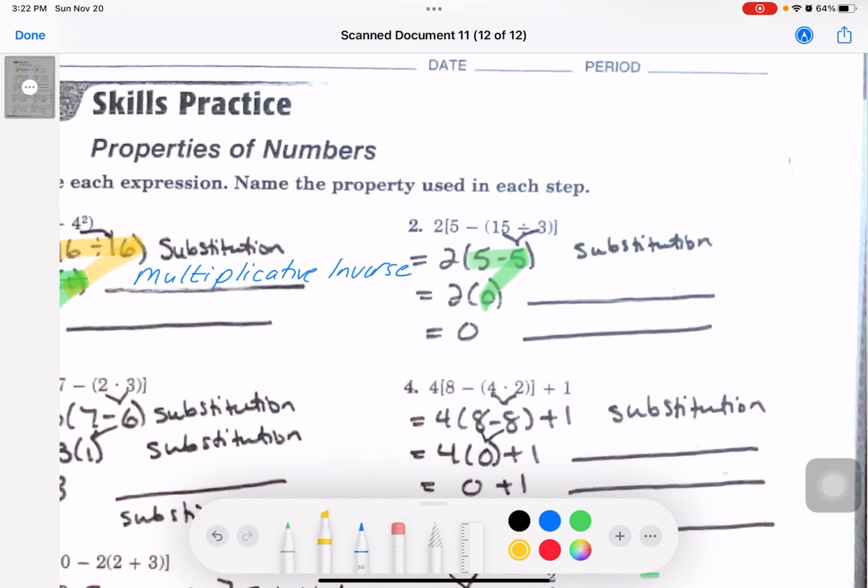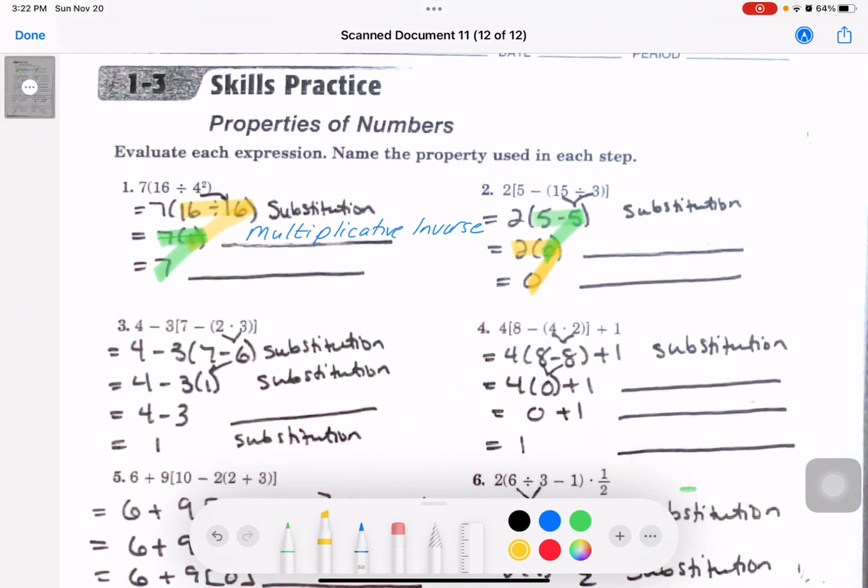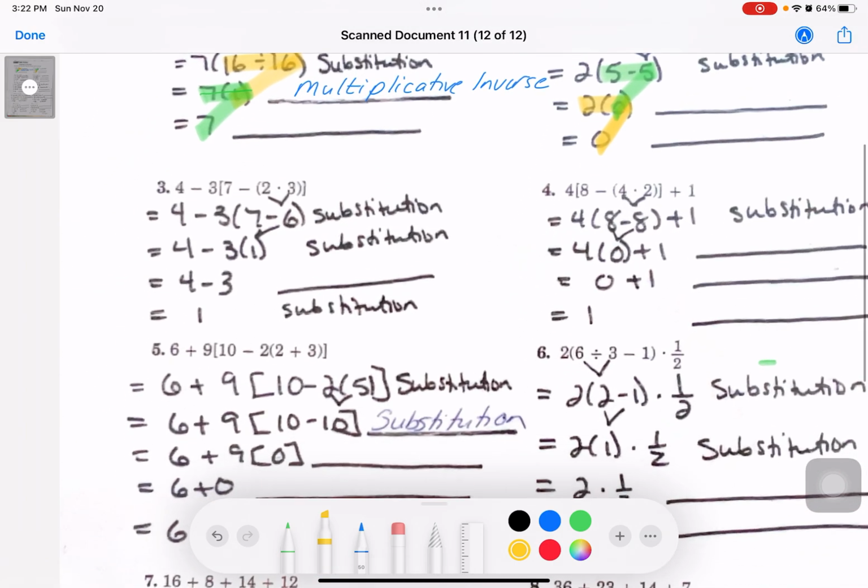The last step in solving this one was 2 times 0, which is 0. What property would that be an example of? In number 3, they started with 2 steps of substitution. The first one was the 2 times 3 is 6. Then from there, 7 minus 6 is 1. What property did they use right in here to get to this 3?